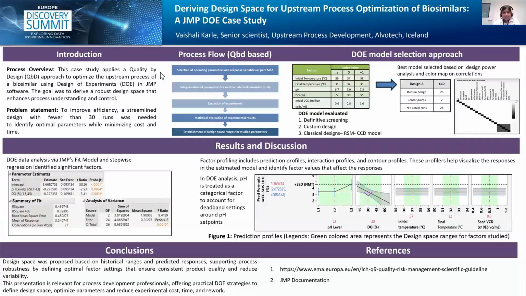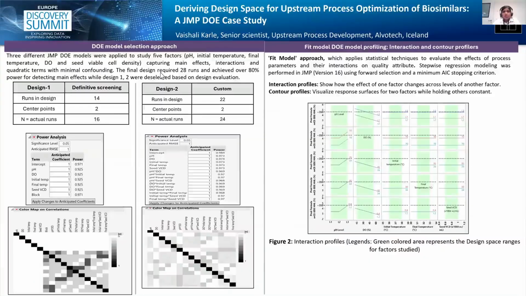In the next slide, I have included the interaction profiles as well. Interaction profiles were helpful to see the effect of one factor changing across another factor. So if we are changing one factor, how is it affecting, or is it having any interaction effects with the other factor. That was helpful. In these interaction profiles also, we have included the green color area to show the design space areas for the factors studied.